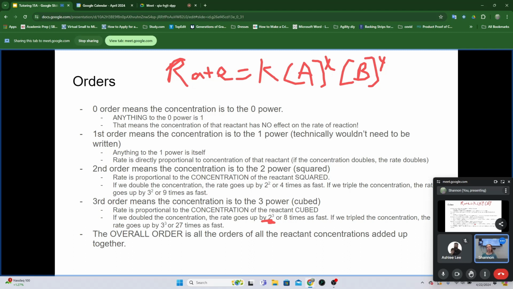Okay. Now, final thing, the easiest part of this whole thing, the overall order, the easiest one to figure out, it's just the reaction orders added together. So it's X plus Y. Okay. Do we need a Z? Okay. So we just add those together if it asks for the overall order.